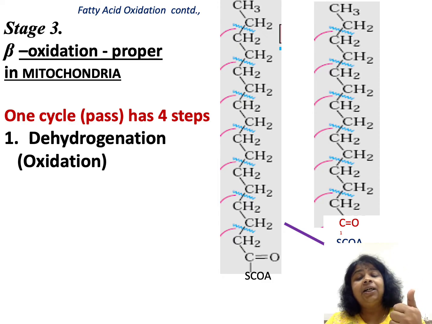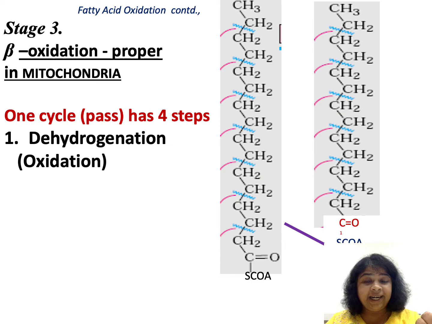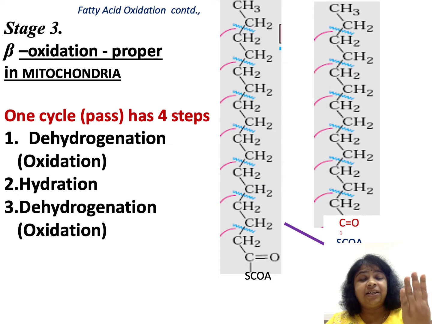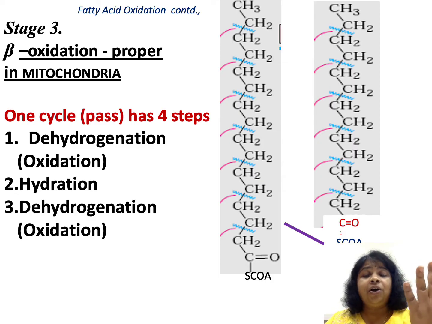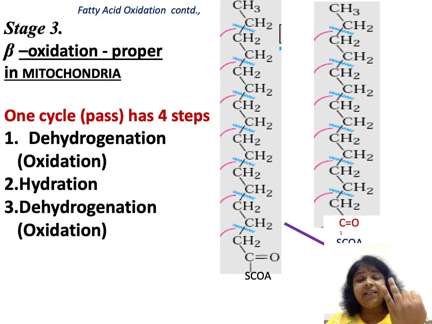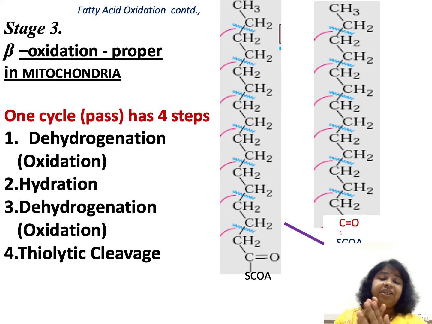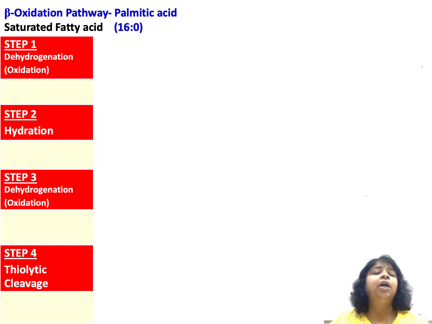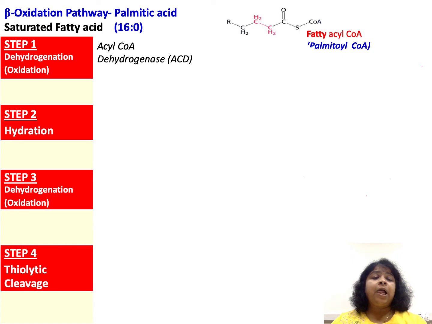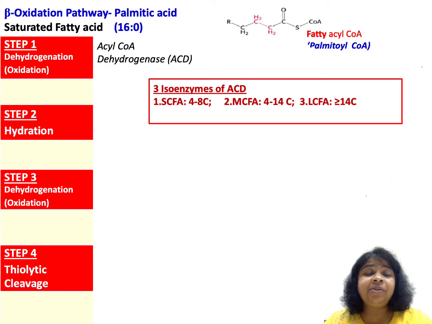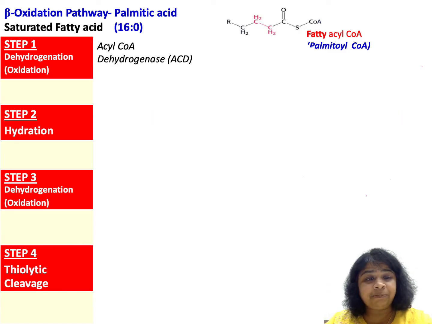So, the first step is oxidation, followed by hydration, again oxidation and dehydrogenation. So, these are the 4 steps: oxidation, hydration, again oxidation and thiolytic cleavage to release acetyl-CoA. Step 1, oxidation. Enzyme is acyl-CoA dehydrogenase, and again we have isoenzymes which are specific to the chain length.